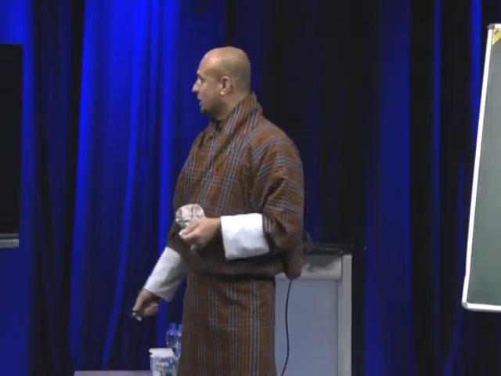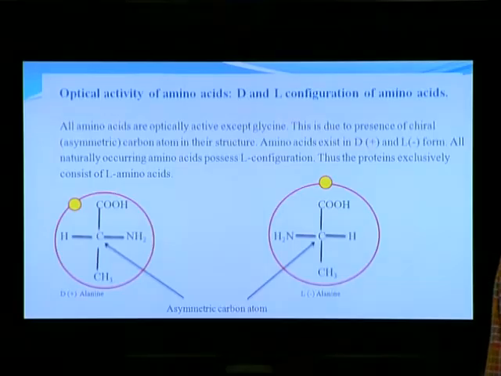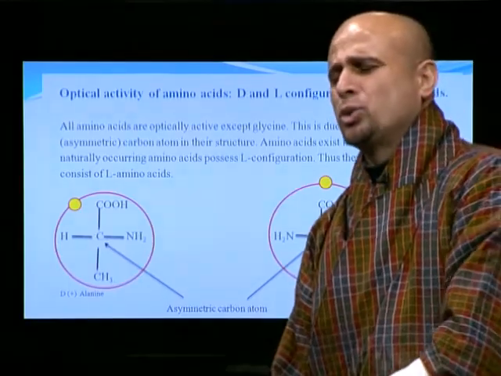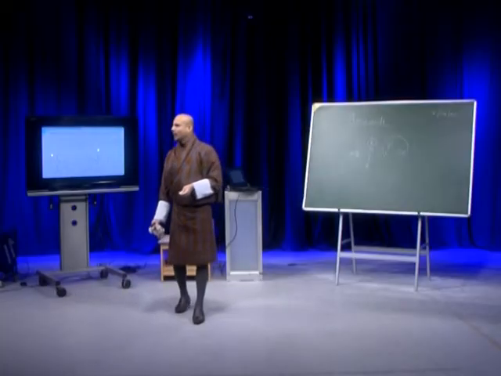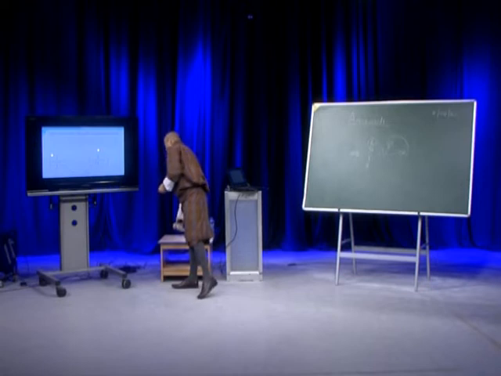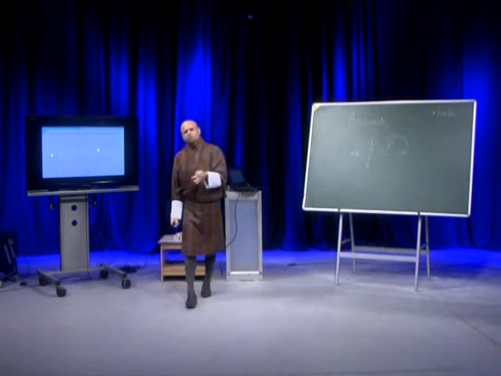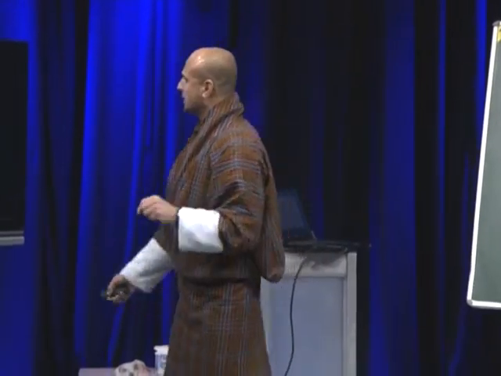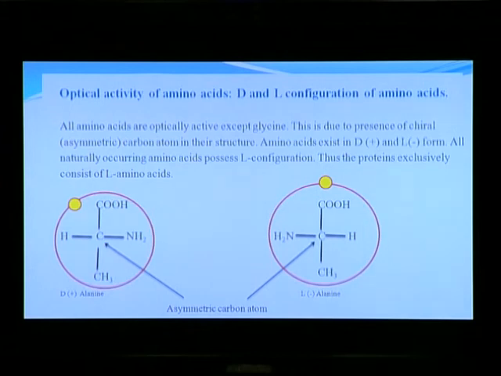And they are also sometimes represented by a plus sign here. And those amino acids which rotate the plane polarized light towards the left are known as levo, and they are represented by a negative sign. So almost all amino acids are optically active except glycine, because they contain an asymmetric carbon atom in their structure, and that makes it possible for them to rotate the plane polarized light.